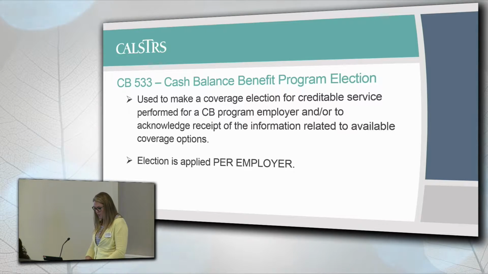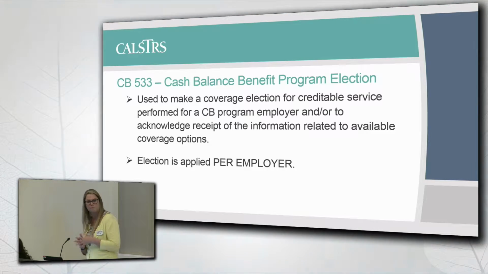The CB 533 is our cash balance benefit program election form. This form is used to make a coverage election for creditable service performed for CB program employers. In other words, employees who are working in a CB eligible position for a CB eligible employer. This election is applied per employer. So if you have an employee who is working for multiple CB employers, the CB election that they make with you does not prohibit them from making a different type of election with another employer. It's just specific to you as the CB employer.